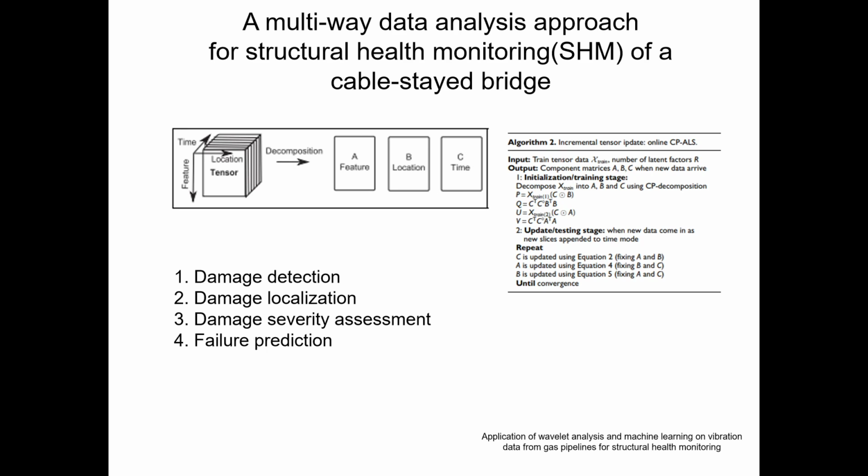So the idea of this paper is that one excitation event at a specific time produces multiple signals measured by different sensors. This SHM data can be considered as a three-way tensor. That is a three-dimensional array of feature, location, and time.